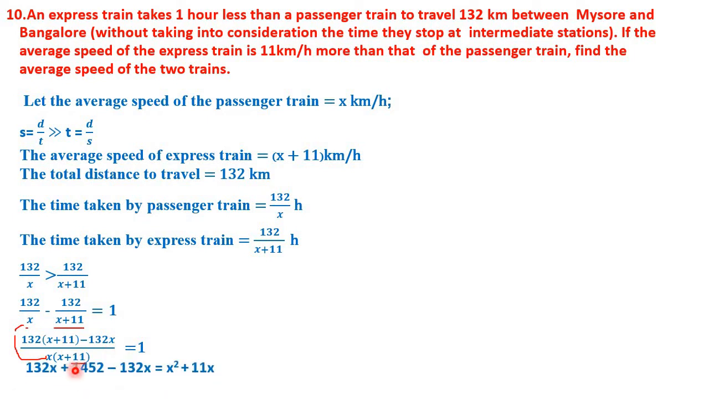Now we can cross multiply. This x into x is x square, plus 11 into 1, 11x. Then multiply 132 into x is 132x, plus 132 into 11 is 1452, minus 132x, which is equal to x square plus 11x. Now we can cancel 132x and 132x, then transpose 1452 to the right-hand side. You will get x square plus 11x minus 1452 is equal to 0.